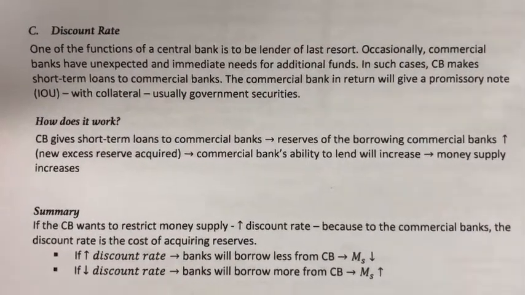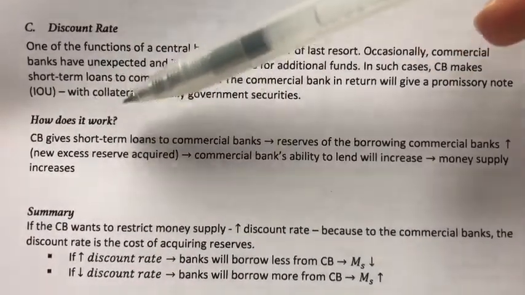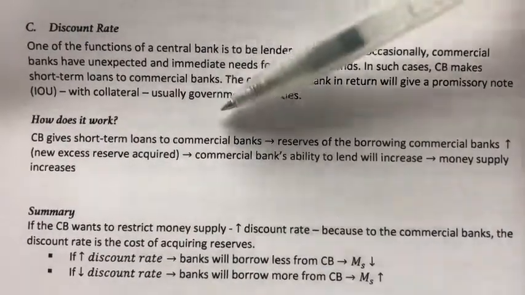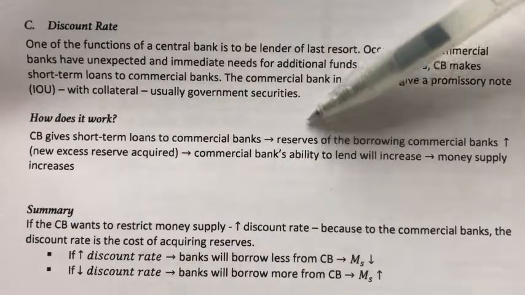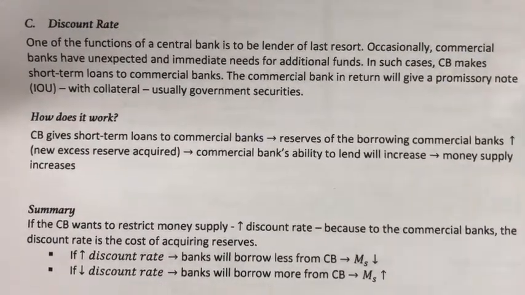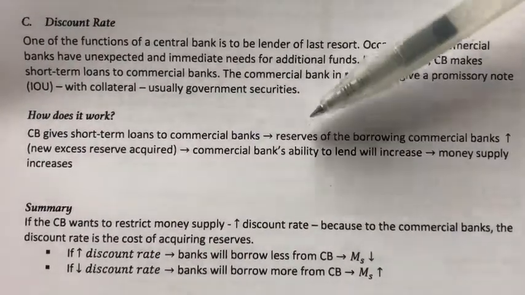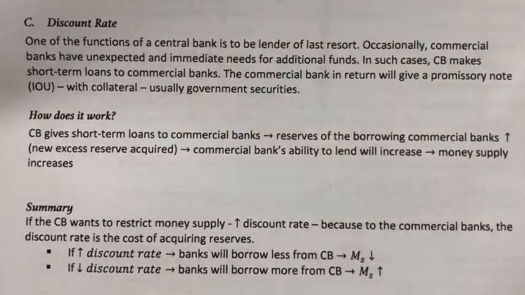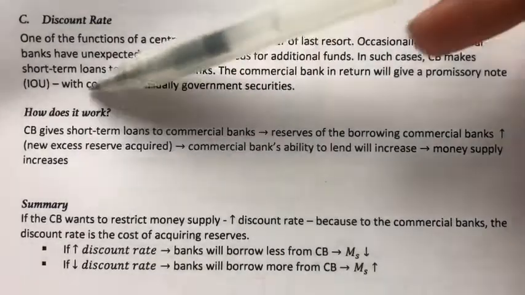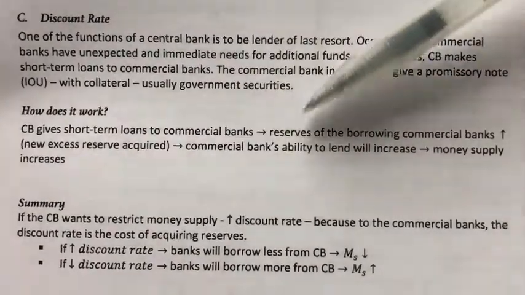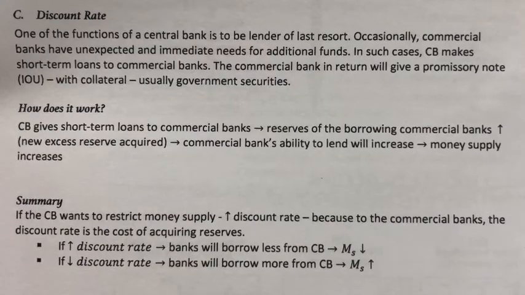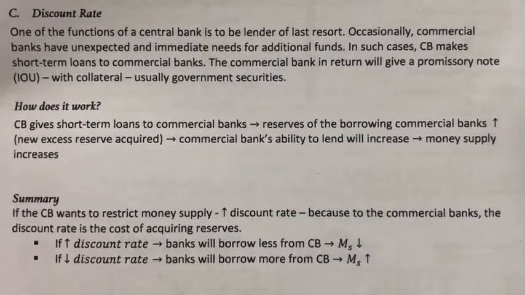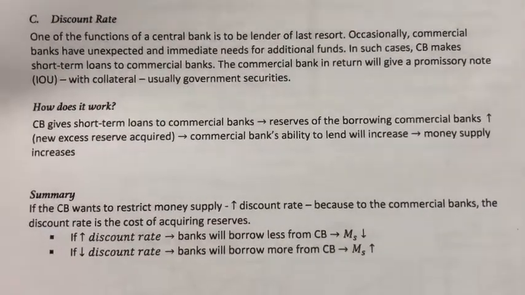Okay, so you can see it better. The central bank will give short-term loans to the commercial banks, right? So whenever a loan is given to the commercial bank, it will increase the reserves belonging to that commercial bank. And whenever reserves increase, new excess reserves will be made. Whenever there are more excess reserves, it will increase the commercial bank's ability to lend. Whenever the commercial banks can lend more, they can create more money. So what is the implication of all this?